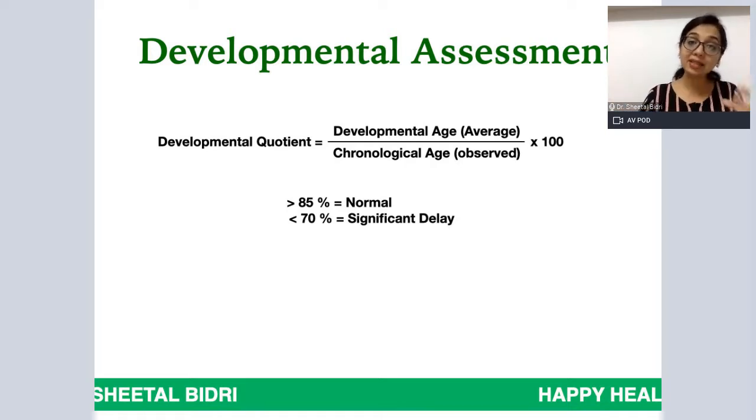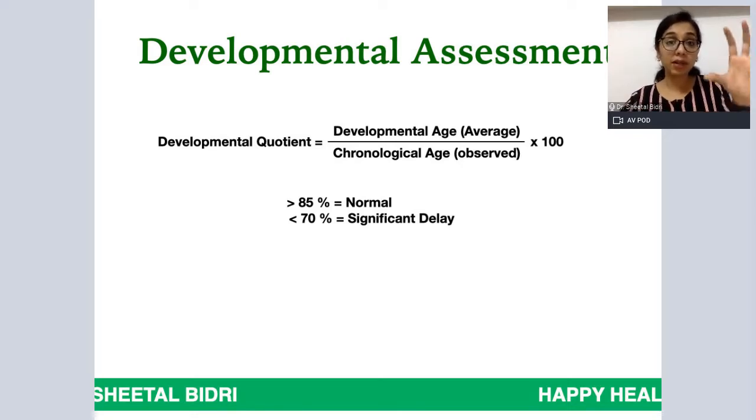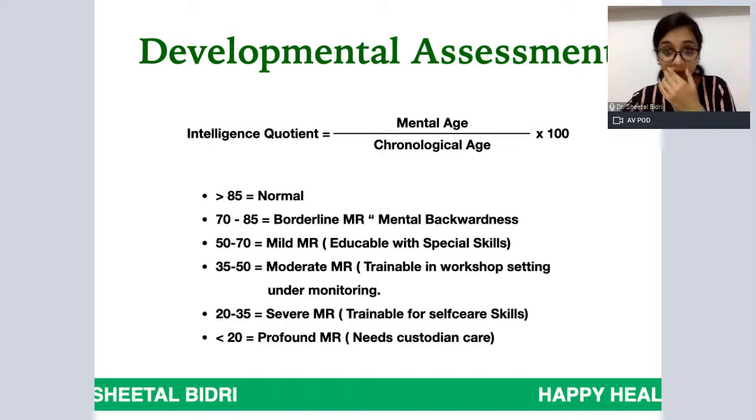If it is less than 70, we can say that there is a slight delay. This detail is not required, but at least if you know which milestone is there at a particular age group, we can try to analyze it in our clinics. Then it becomes important for us to know the intelligent quotient also.